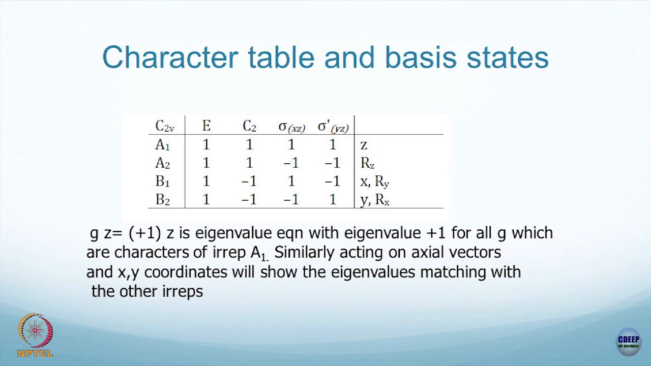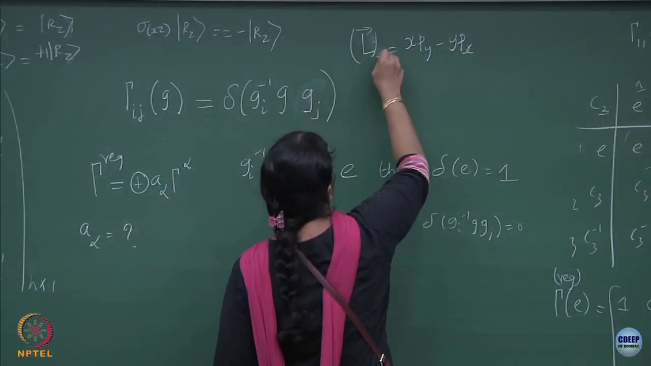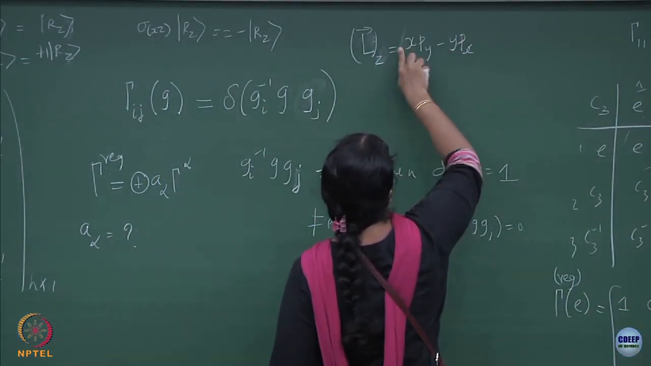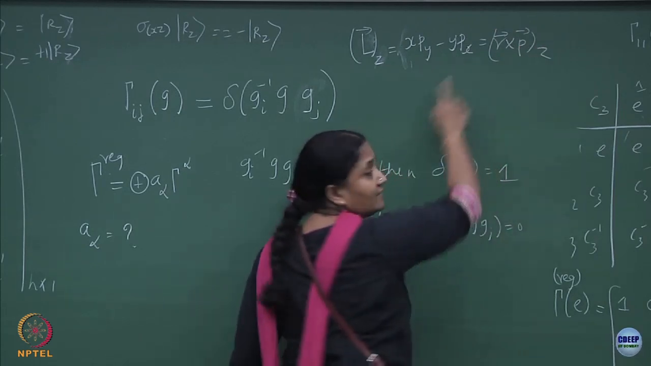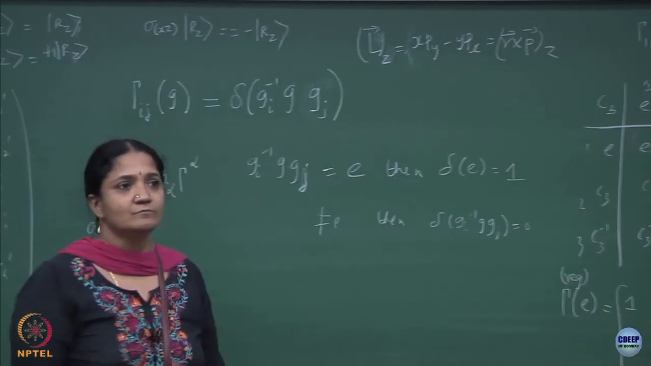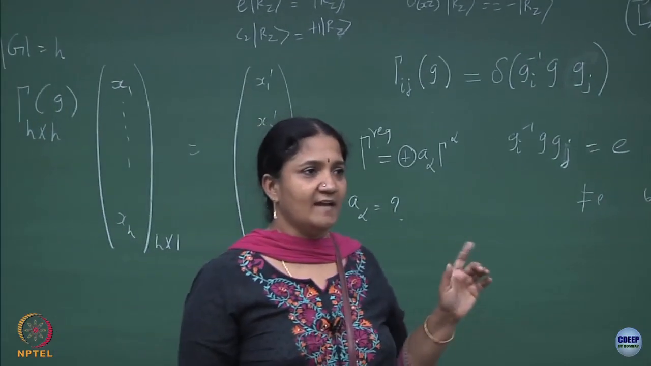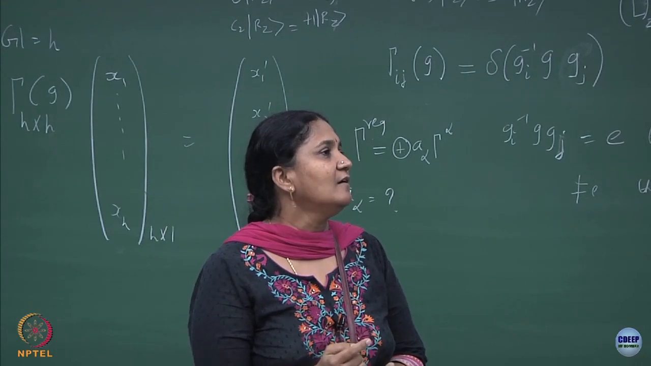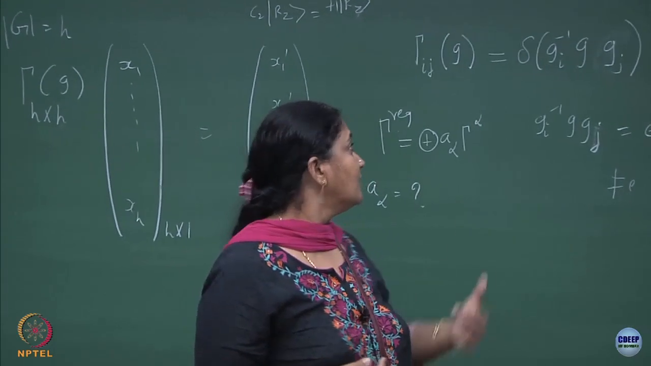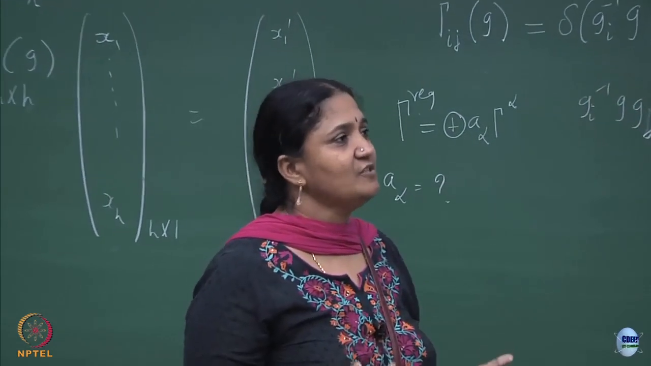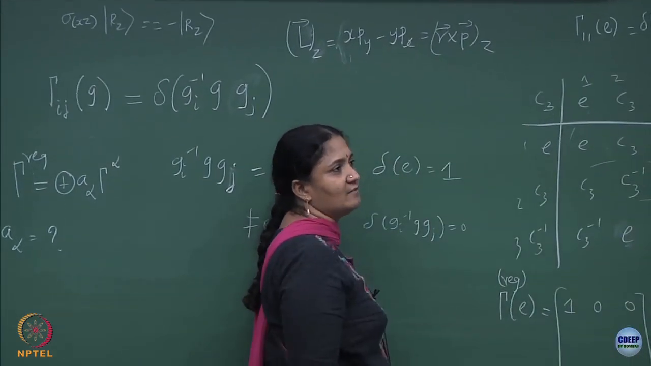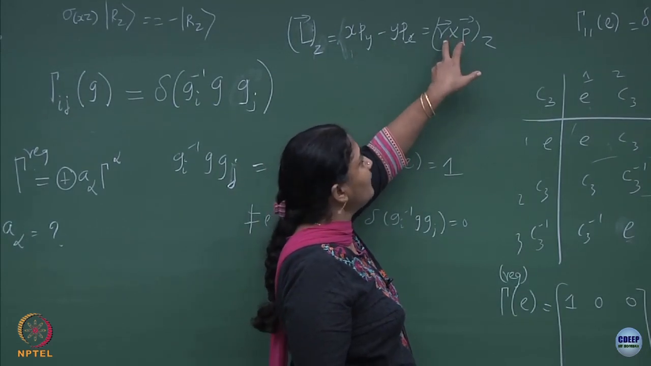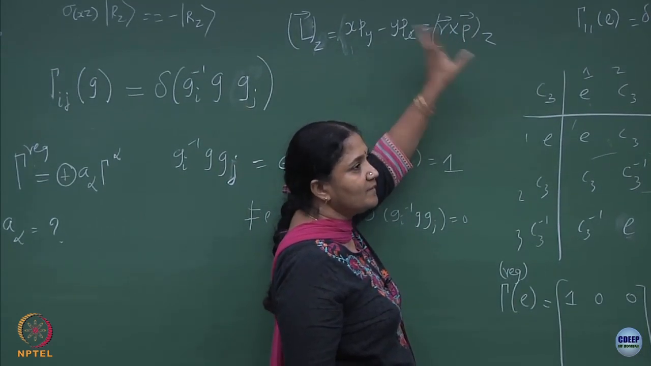Which one? This is r cross p, no? The z component of the L vector. It is exactly this, okay. So, that is an axial vector. I explained what is an axial vector in the last lecture. When you do an inversion, the momentum vector as well as the position vector will change sign, but axial vector components will not change sign. That is why it is called an axial vector. R is a polar vector, P is a polar vector, but R cross P is an axial vector.